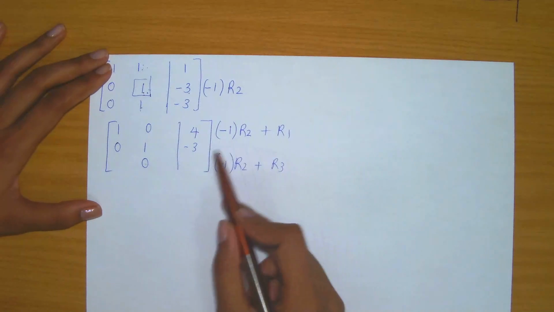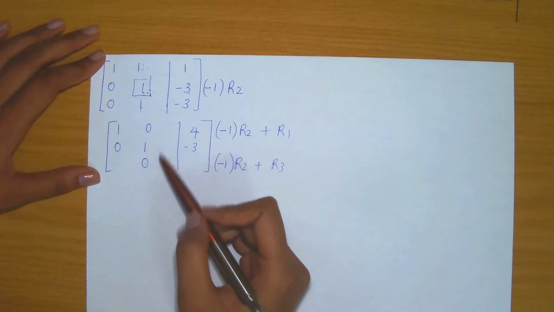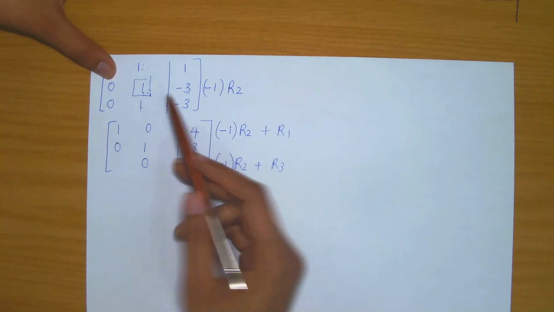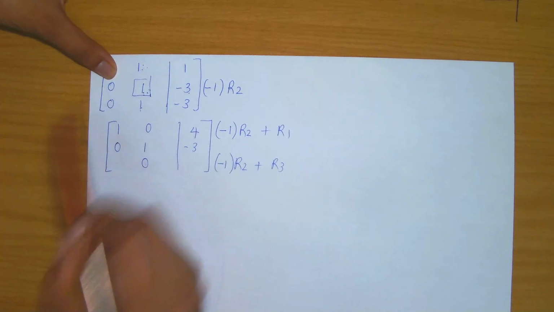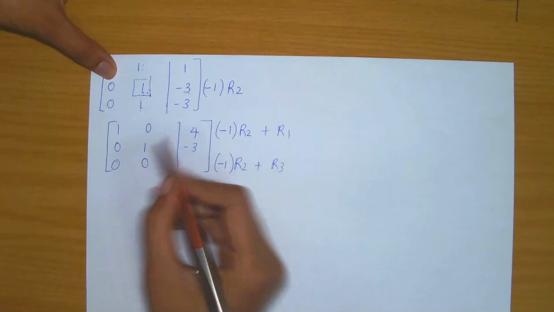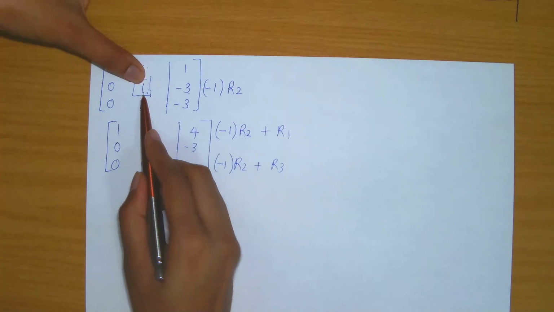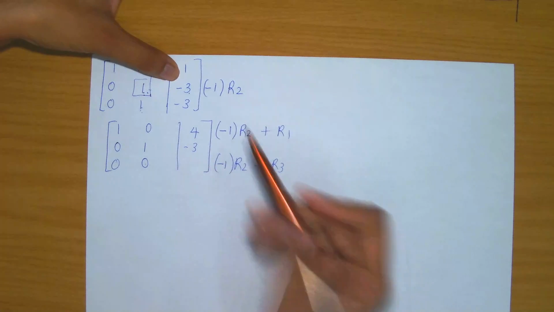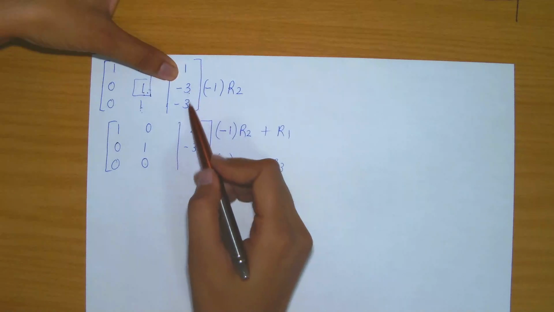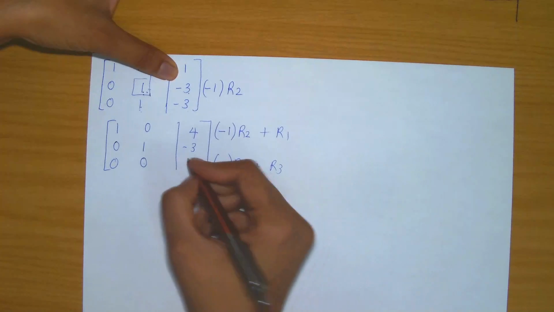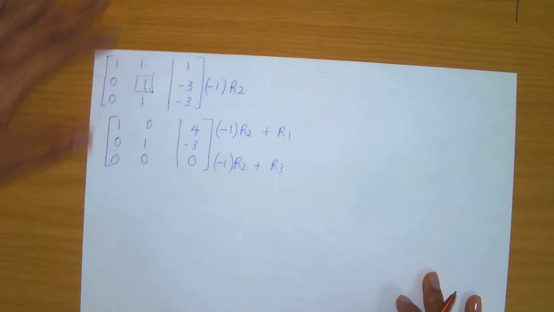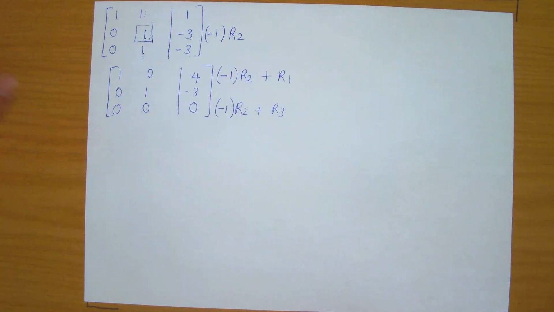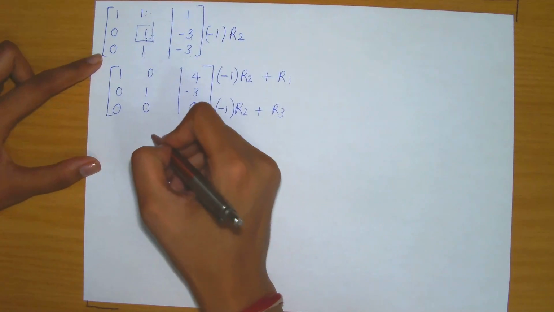So let's continue with this formula that I've written down. Minus 1 times row 2, so it's minus 1 times 0 added to 0 gives me 0. Minus 1 times 1 added to 1 gives me 0. Minus 1 times negative 3 is positive 3 when added to 3 also gives me 0. And we see that we have now obtained a matrix which is in row reduced form.